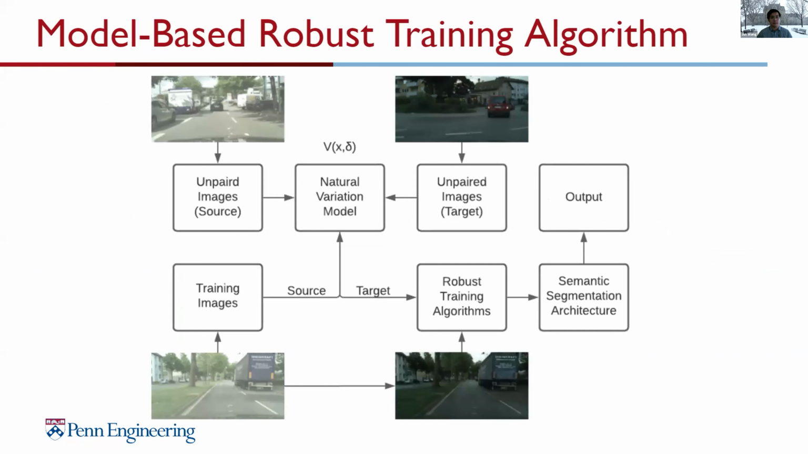And let me introduce the pipeline of the robust training algorithm. So for the case where we have to learn the natural variation model from data, we first have unpaired images from both the source domain and target domain to train our natural variation model. And then during the robust training algorithm main pipeline, we feed our source domain image into the natural variation model and get our simulated target domain image. And using the robust training algorithm, we're trying to find the maximized loss inferred by this natural variation image to optimize our segmentation architecture.